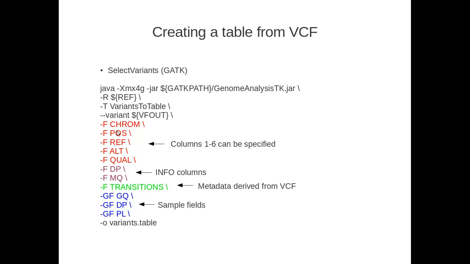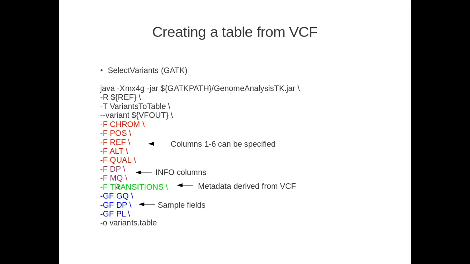These are just indicating the columns that we want to dump, and here we're indicating the tags in the INFO column. So these are the INFO column tags. DP and MQ are two examples that maybe we want to dump. We also have here in green, I've highlighted one where we can get metadata. So VariantsToTable will calculate certain things about your VCF that are not in the VCF originally.